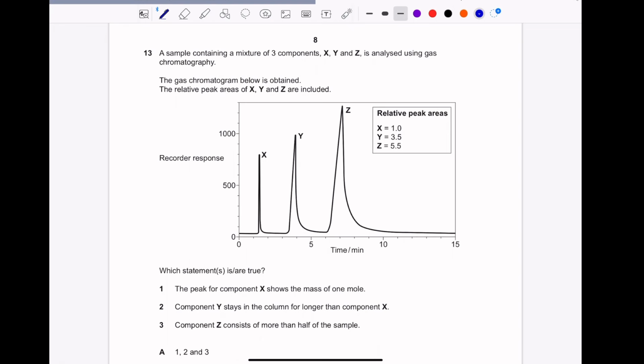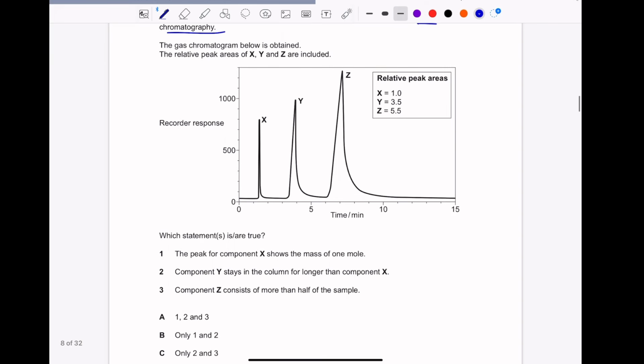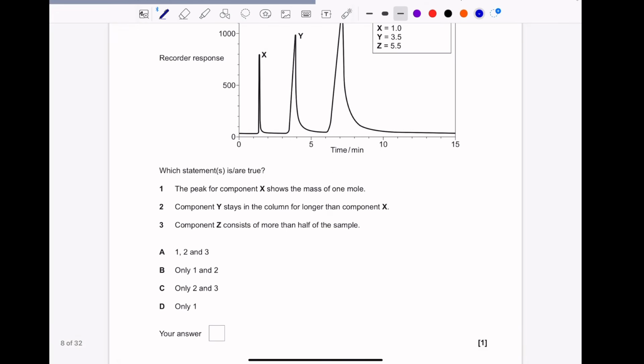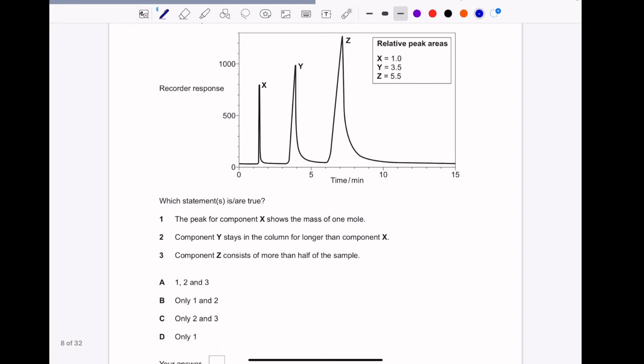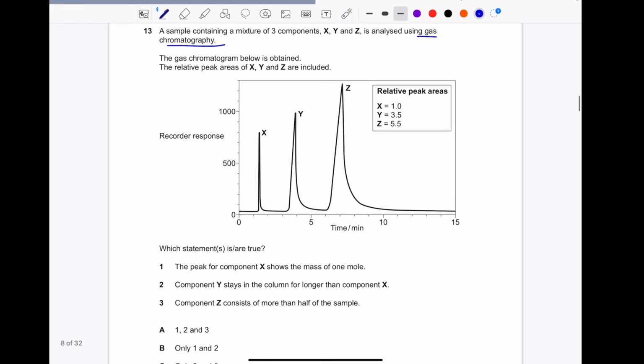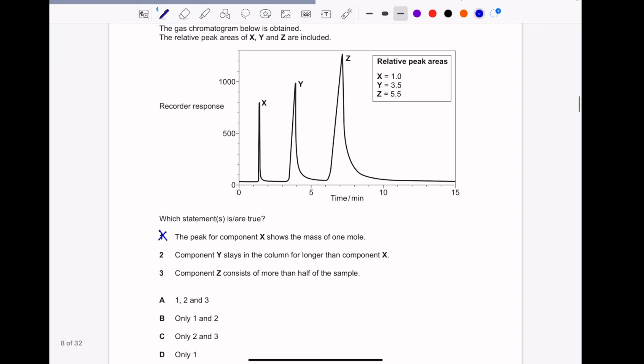Question 13 is a sample containing a mixture of 3 components, X, Y, and Z, is analyzed using gas chromatography. The gas chromatogram below is obtained. The relative peak areas of X, Y, and Z are included. Which statement is or are true? First one is that the peak for X shows the mass of 1 mole. Now, we're not given that information, so I'd say that one is perhaps not true. There is a relative peak area of 1, but that does not mean it's exactly 1 mole. That's just relative to the other components present. So the first one's not true.